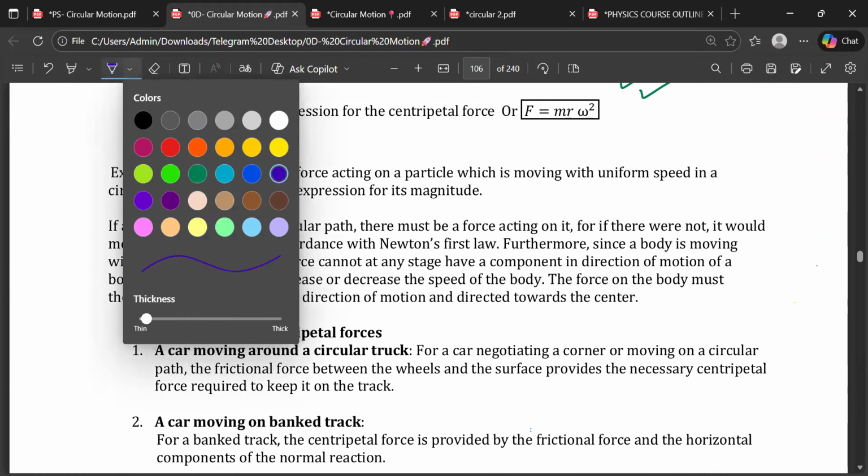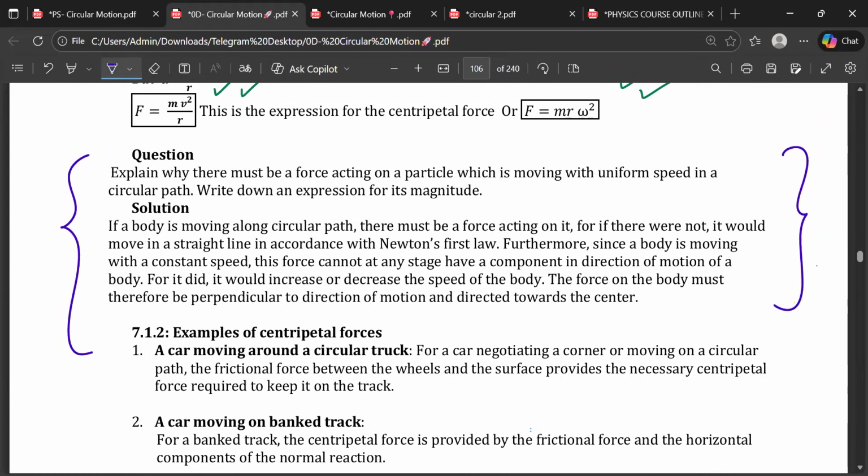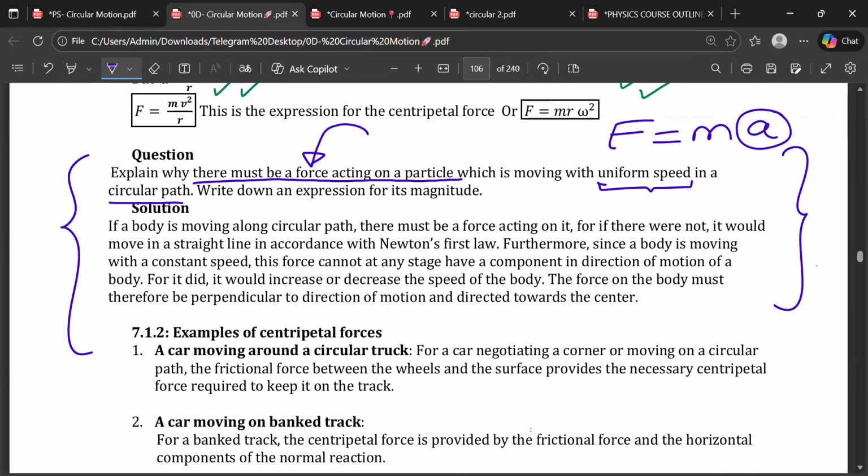All these explanations will make sense when you read through. They are asking why there must be a force acting on a particle which is moving with uniform speed in a circular path. I talked about that. That's because you may not read it. This is what I had said. The explanation we had at first was talking of why something moving in a circular path with uniform speed accelerates. We explained it and you understood. Now here they're asking why there must be a force. But you all recall that force is what? MA. That means if there is acceleration, there is a force.